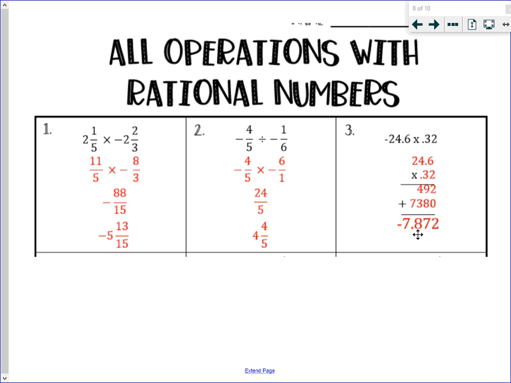Here we know our answer is going to be negative because we have negative times positive. We also know there's going to be 3 places after the decimal point because there's 1 here and then 2 in this one. 1 plus 2 is 3. There's 3 total spaces after the decimal point. So there's going to be 3 total in our answer.